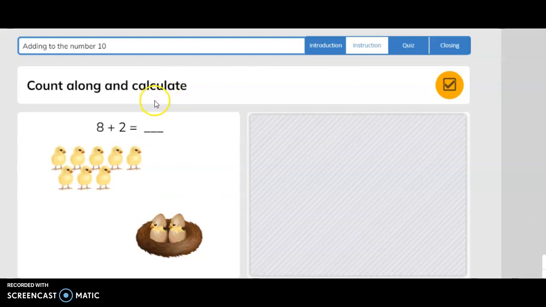Count along and calculate. 8 plus 2 equals, so we have 8 chicks here, and we have 2 over here. 8 plus 2 equals 10. Okay.